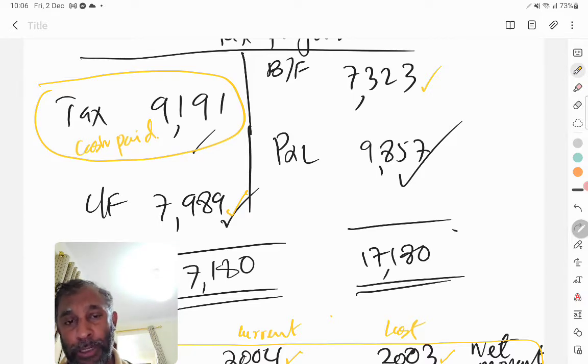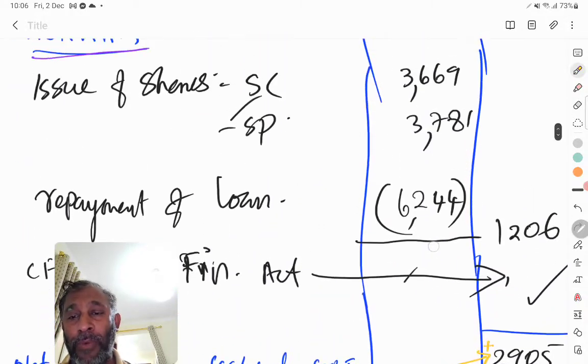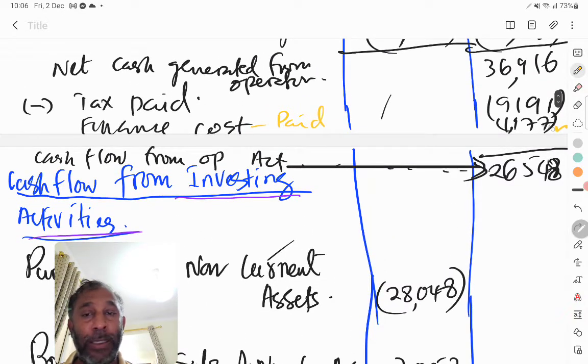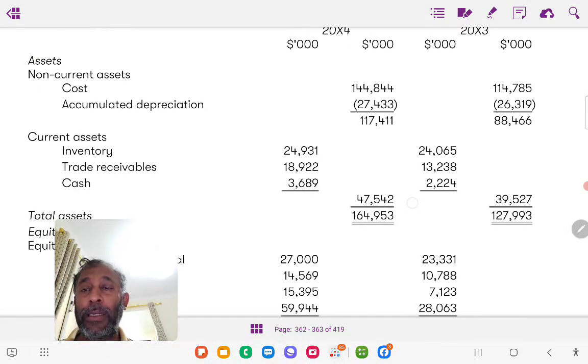So now you go to your cash flow statement and you have a line item or space to include the tax paid, and that is this. With that, we are done with our profit and loss account. Now we come to the balance sheet. In the balance sheet also, the non-current asset cost I have taken in, and accumulated depreciation I have looked after.